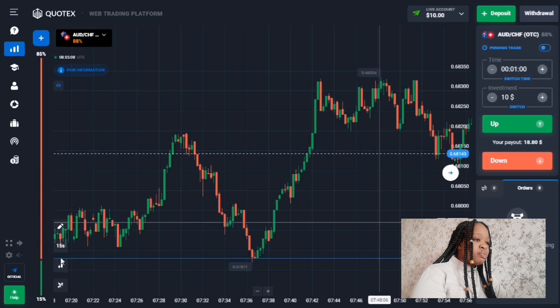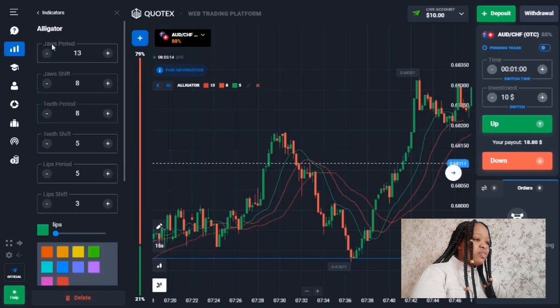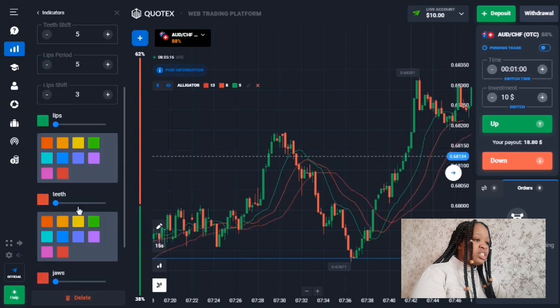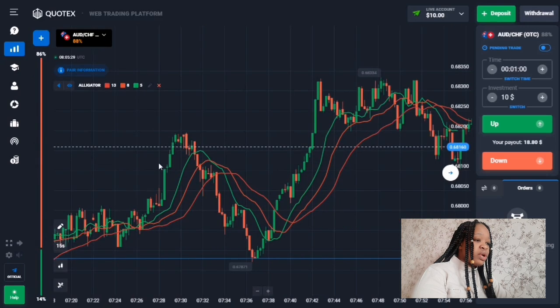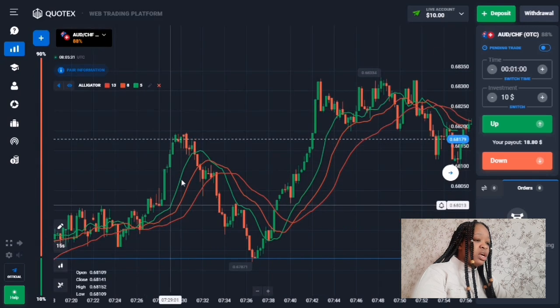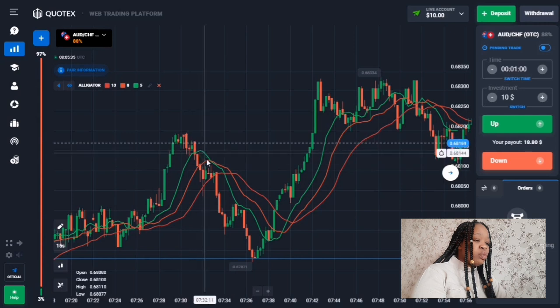So I'm clicking this button in this corner, and in the list of indicators, I'm choosing alligator, and I'll leave all the settings by default, only changing the thickness of the moving averages. I'll make them a little bit thicker so you can see them better. And also, if you wish, you can change the colors of the moving averages, as long as the first one is different from the other ones, which you should keep in mind. Well, as you can see, the moving averages are on the chart, and this is how the indicator works.